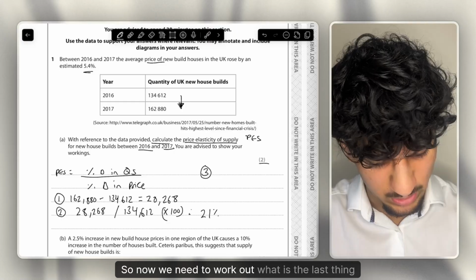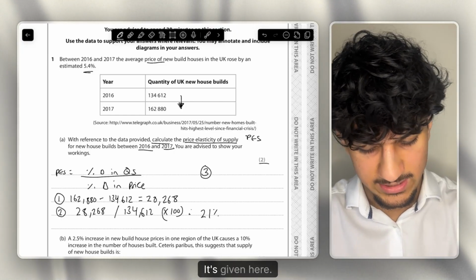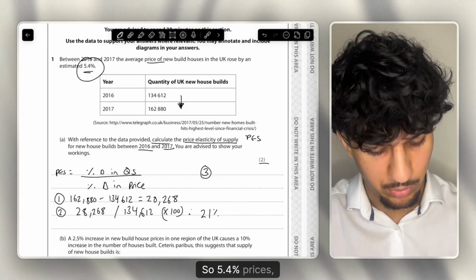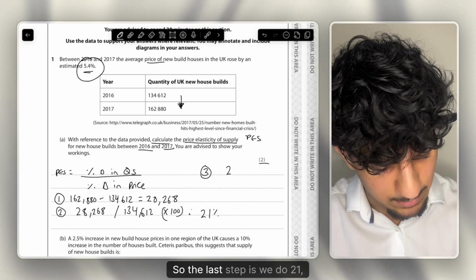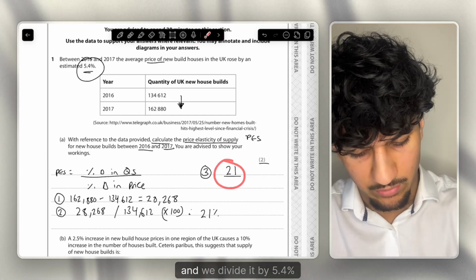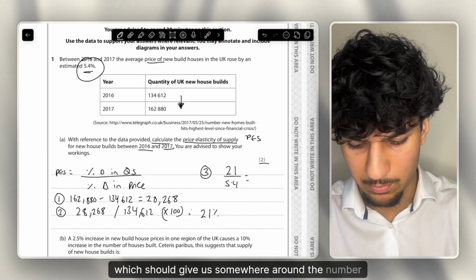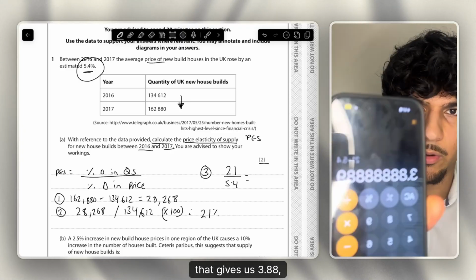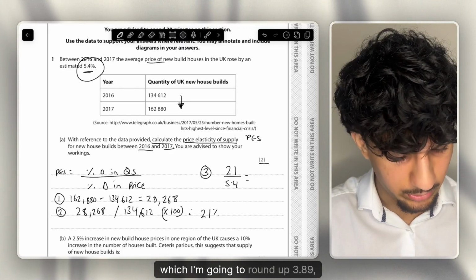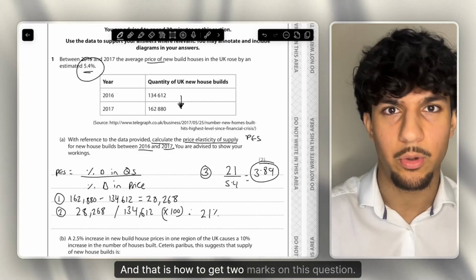Now what is the last thing we need to work out? We need to work out the percentage change in price, which of course is actually given here. So 5.4%, house prices rose. So the last step is we do 21, which is the percentage change in quantity supplied, and we divide it by 5.4%, which should give us somewhere around the number 4, I believe. Yes, that gives us 3.88, which I'm going to round up to 3.89, which would be our PES, and that is how to get 2 marks on this question.